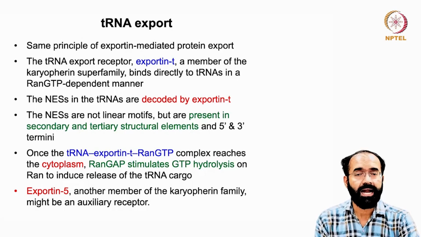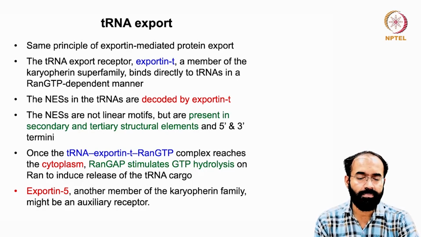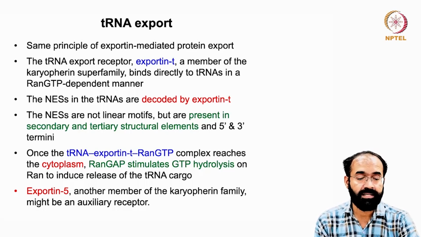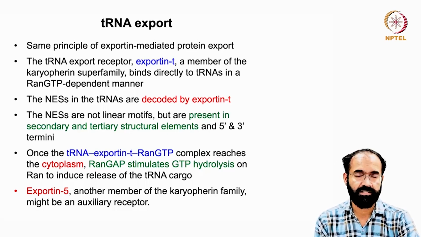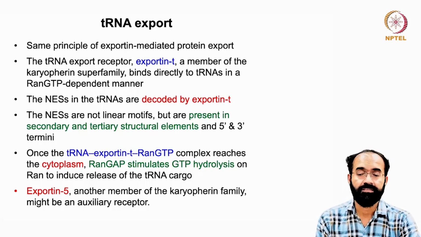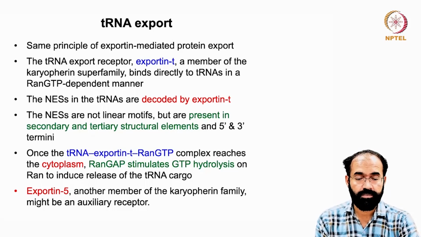Another one, exportin 5, is a member of the karyopherin family, and it can act as an auxiliary receptor. That means it is kind of supportive in function. Sometimes in some tissues, if exportin T is not available or abundant, or is not functional enough, then the auxiliary receptor steps in. It's just like a personal assistant. A personal assistant cannot replace you, but a personal assistant can enhance your efficiency. So exportin 5 can act as an auxiliary receptor.